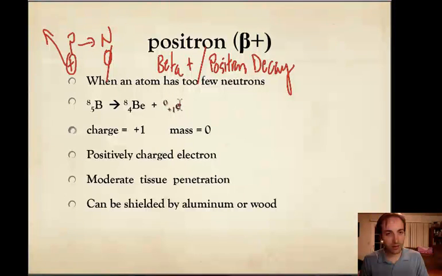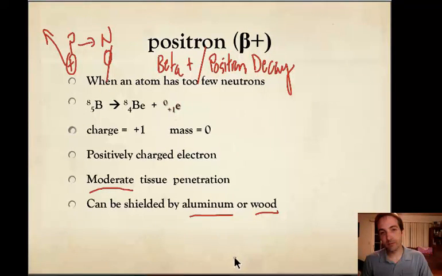So it's kind of like an electron, but it has a positive charge. So instead of calling it an electron, we call it a positron, because it's a positive electron. So it's a positively charged electron. It shoots off just like that highly energized electron that we saw before. It has moderate tissue penetration, so it's going to go through skin. And again, you're only going to be able to shield it with things that are as dense or denser than aluminum or wood. So that's our second type of radiation.